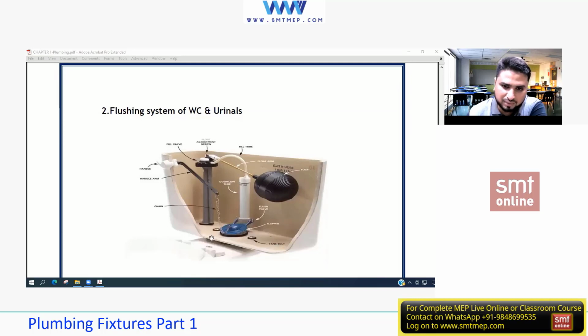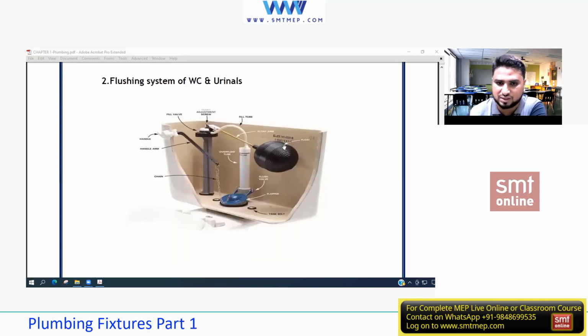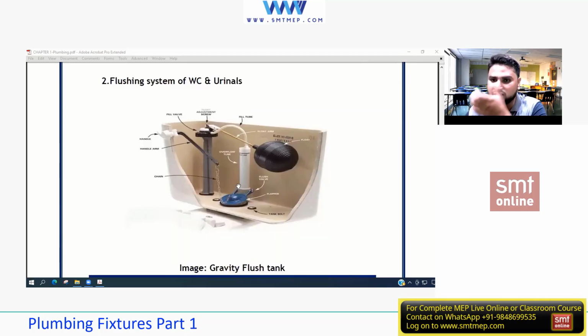So this is nothing but a flush tank, but this is a gravity flush tank. And you know what is a gravity flush tank? By means of gravity, it works. And a standard flush tank, as per IPC, delivers or drains out 1.6 GPF, that is gallons per flush. You can see it over here.